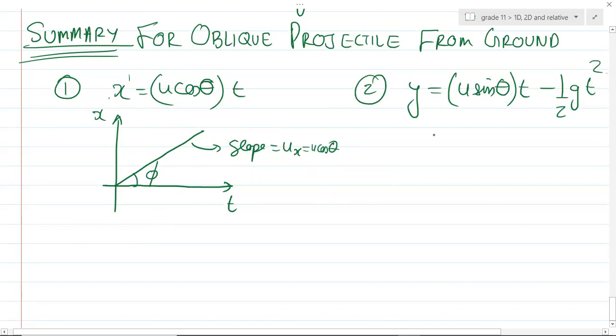Here, what about this diagram? The graph will be a parabola. Why will the graph be a parabola? Because it's going up and down. Yes, exactly. So it will be a similar type of parabolic graph as the equation of trajectory.